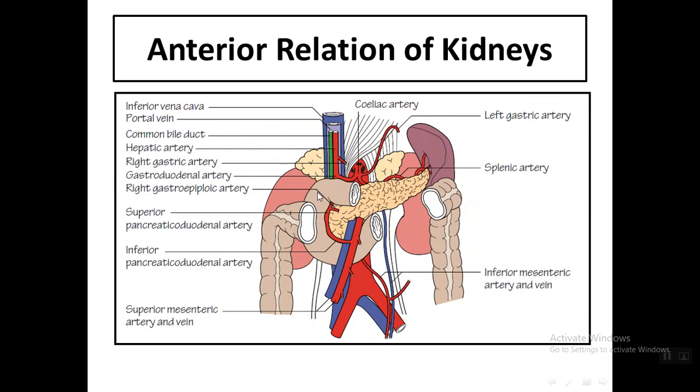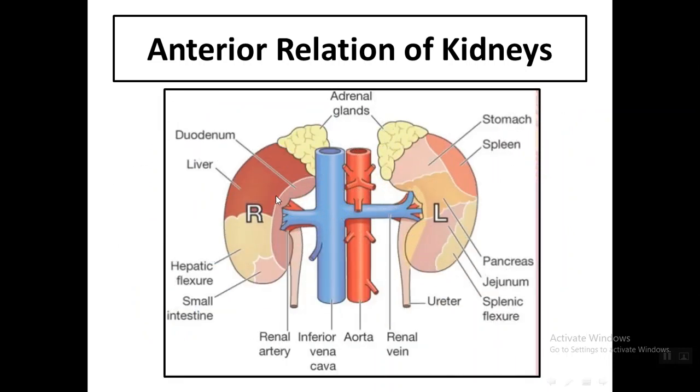This is the anterior relation of the kidney. We can see that the right kidney is related to the right suprarenal gland, the descending part of the duodenum, the right colic flexure, the right lobe of the liver, and the coils of small intestine, while the left kidney is related to the left suprarenal gland, the stomach, pancreas, spleen, left colic flexure, and coils of small intestine. This is the anterior relation after removal of the organs.